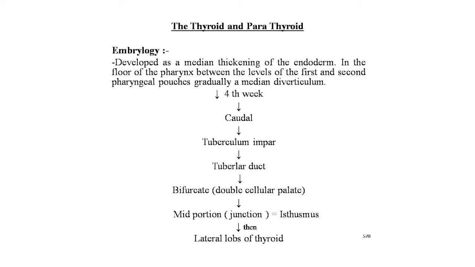First, we will start with the embryology. The thyroid gland is developed as a median thickening of the endoderm in the floor of the pharynx, between the levels of the first and second pharyngeal pouches. Gradually a median diverticulum is formed in the latter half of the fourth week immediately caudal to the tuberculum impar. It grows caudally as a tubular duct which bifurcates and subsequently divides into a series of double cellular plates from which the isthmus and the lateral lobes of the thyroid gland are developed. And this is the embryology in short.